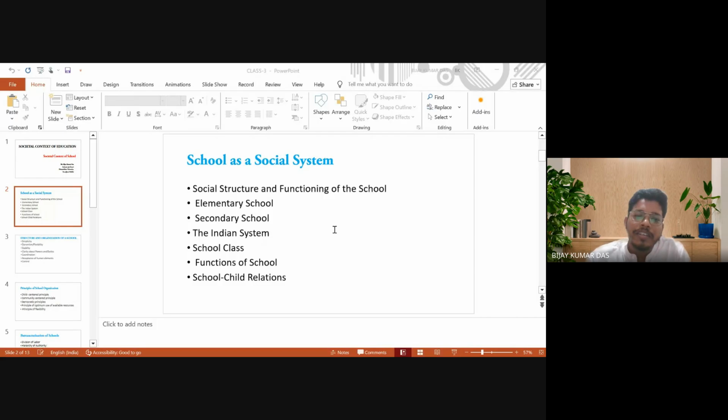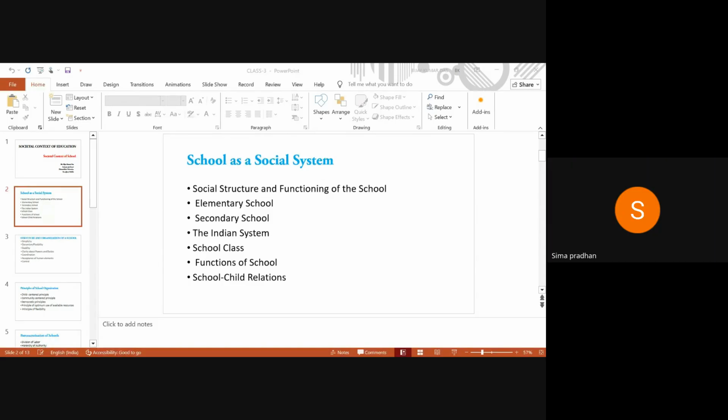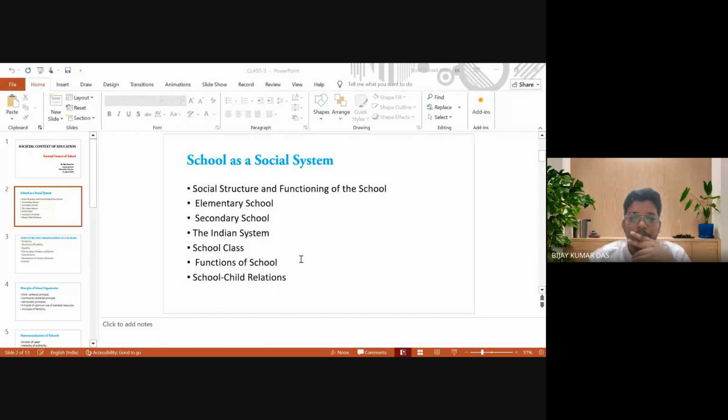So what can there be in elementary school? Tell me, from which class to which class do we call elementary school? Class 1 to 8. Very good. So generally we see that in Odisha, class 1 to 8, that is elementary school, and in Odisha that is primary schools.